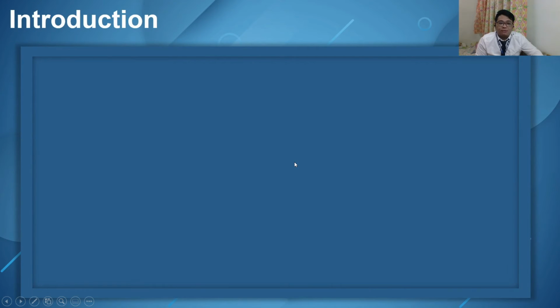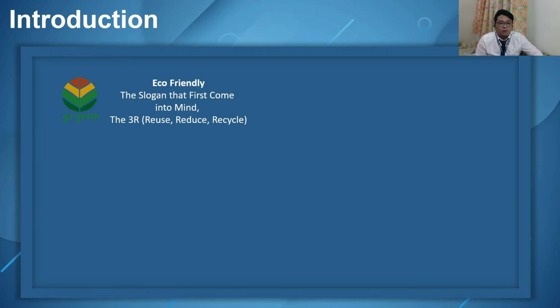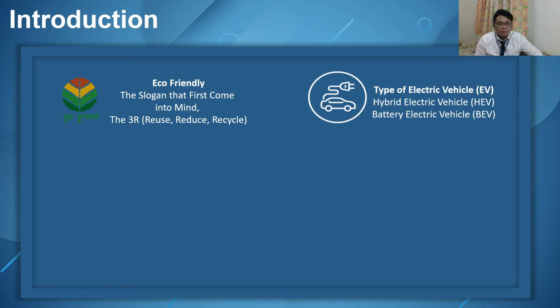So let's start with the introduction of my project. When we talk about eco-friendly, the slogan that first comes into our mind is the 3R slogan, which is reuse, reduce, and recycle. There is one technology that is able to fulfill the requirement of eco-friendly, which is the electrical vehicle.